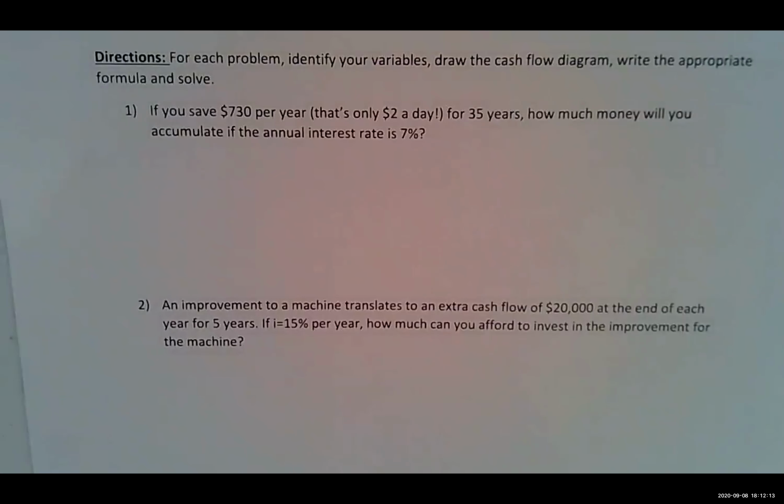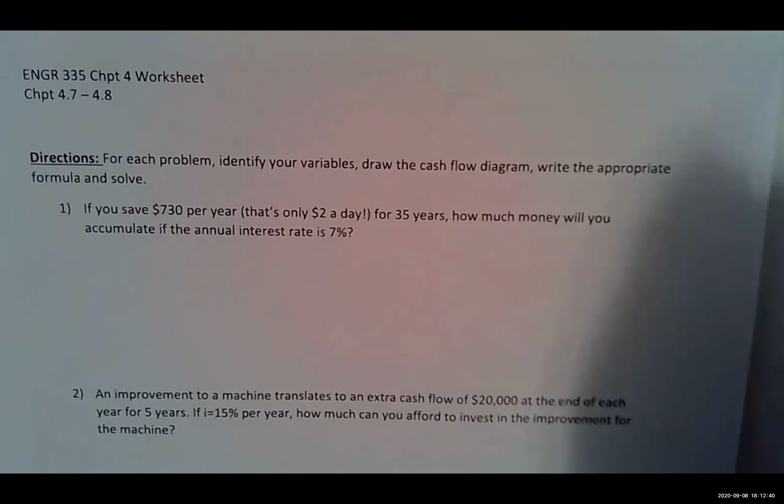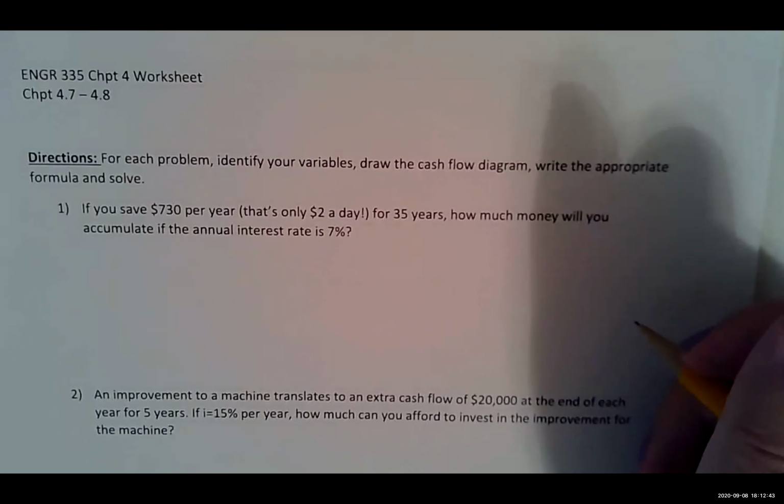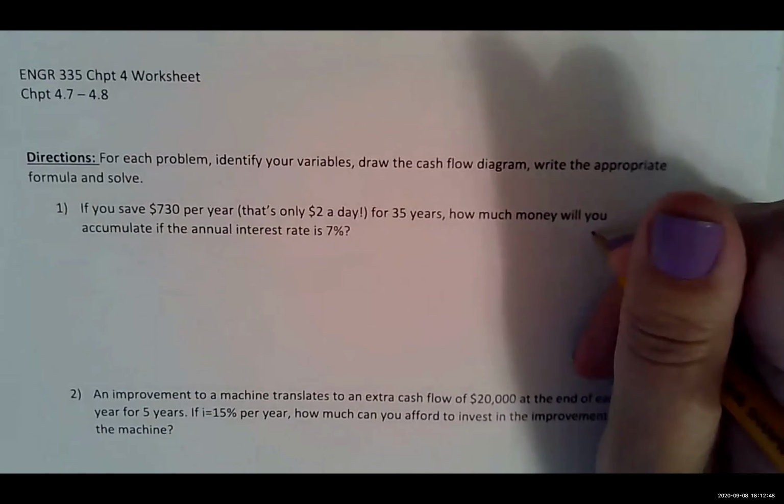All right. So the first one says, if you save $730 per year, or the equivalent of $2 a day, for 35 years, how much money would you accumulate if the annual interest rate is 7%? And that's how much money would you accumulate over that 35-year span. Now, this first one gives us an example that we're not going to draw 35 little arrows. That's a lot of arrows. That seems unnecessary. So when I start out with the cash flow diagram, I am given a value for the annuity.